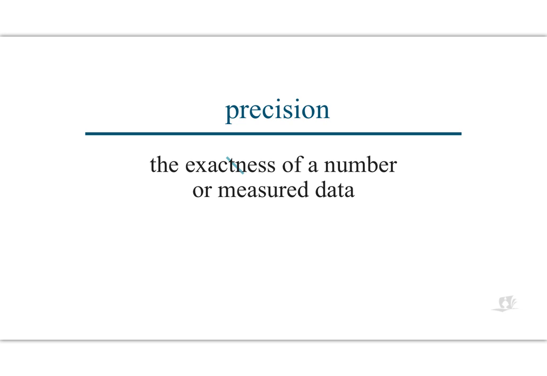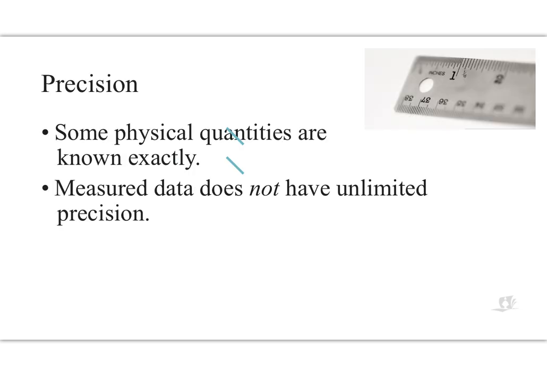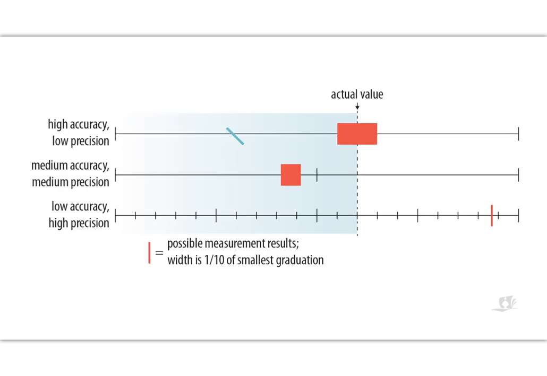So now let's look at the word precision. Precision is the exactness of a number or measured value. Exactness. Some physical quantities are known exactly. Measured data does not have unlimited precision. If you measure something, you can only be as precise as the instrument that you are using to measure it.